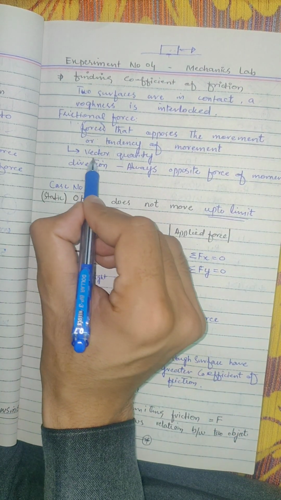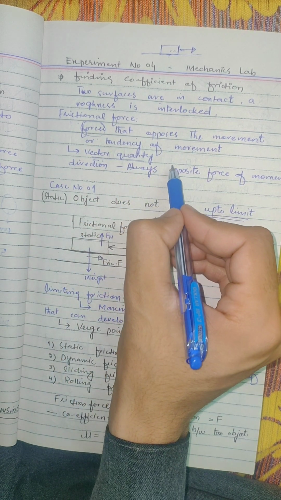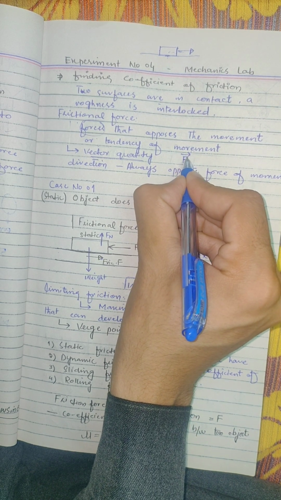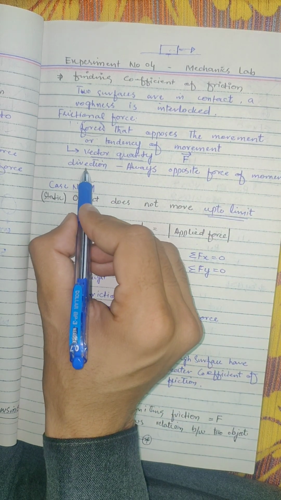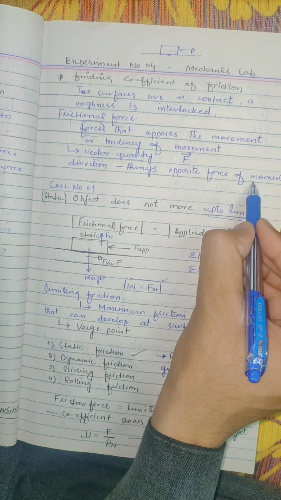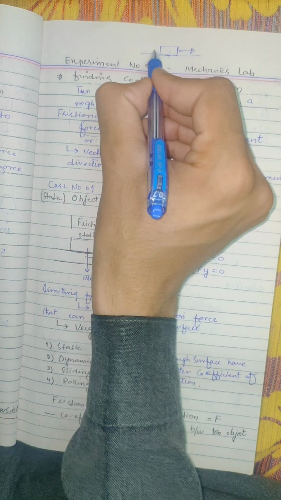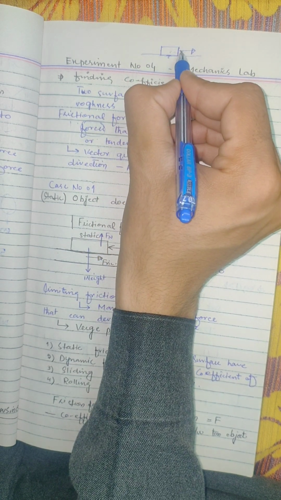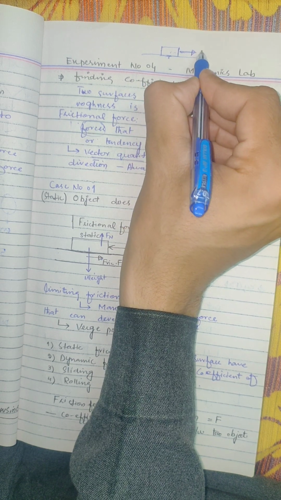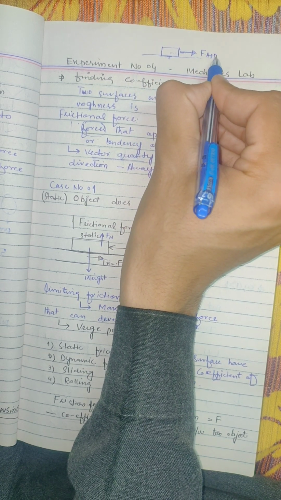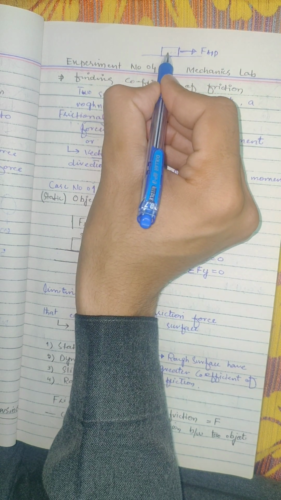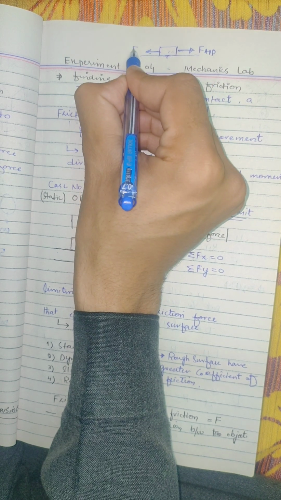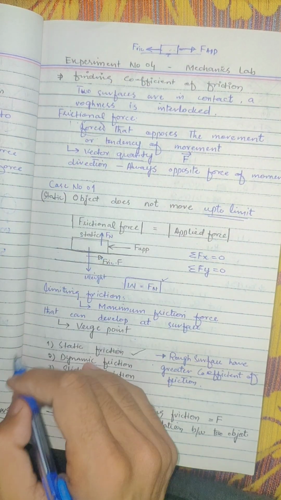Now, frictional force is a vector quantity. It has magnitude and direction. Its direction is always opposite to the direction of movement, that is, opposite to the applied force. Let us say this is the applied force. Then the frictional force is always opposite to this applied force, so the frictional force is in this direction.